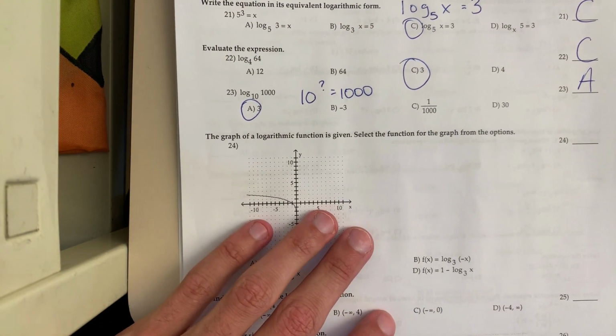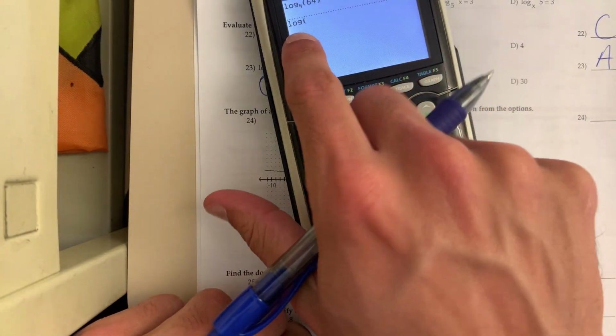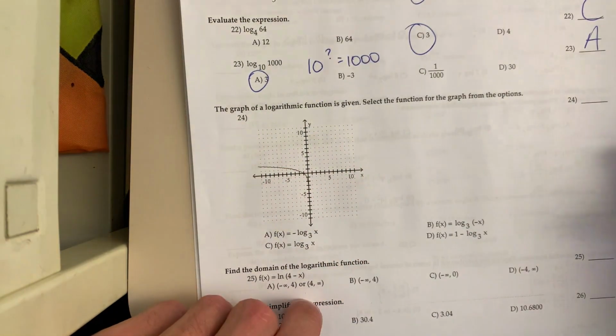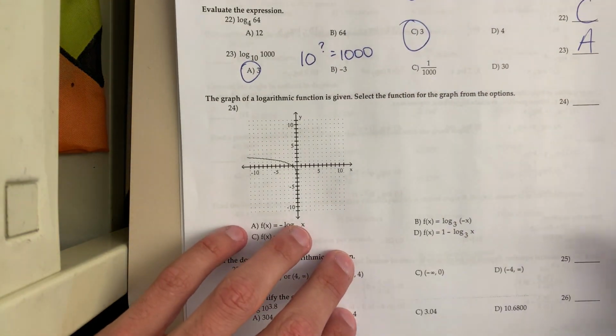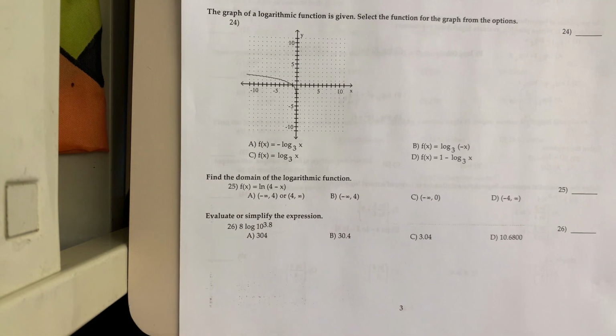Again, you can use your calculator. If you use your calculator for that, you could use the normal log, because the standard default logarithm has 10 as the base, called our common log, right? All right, 24, graph of the logarithm is given, select the function.